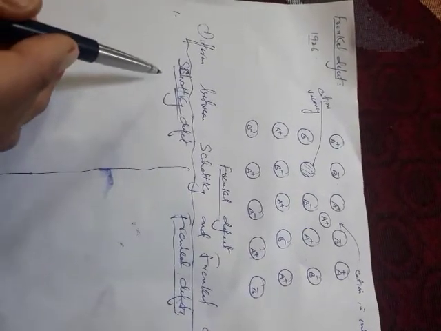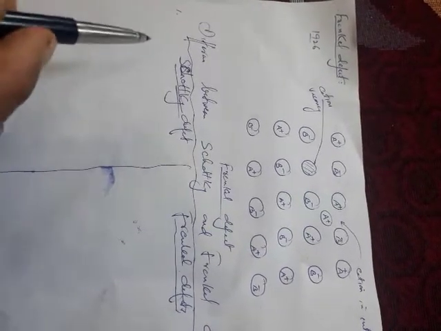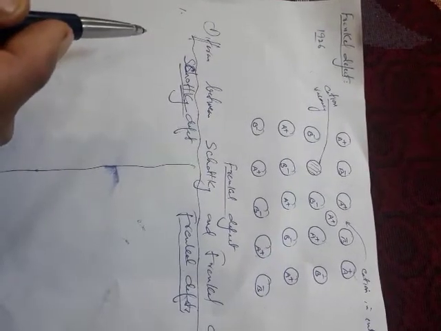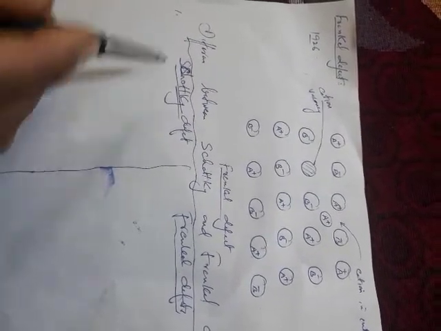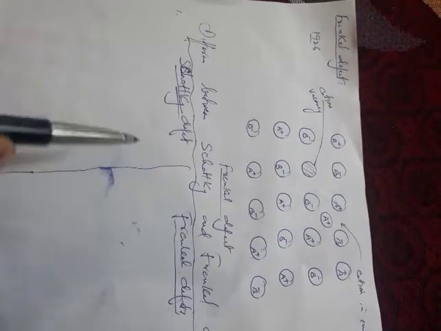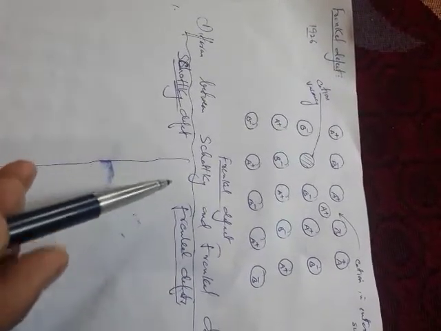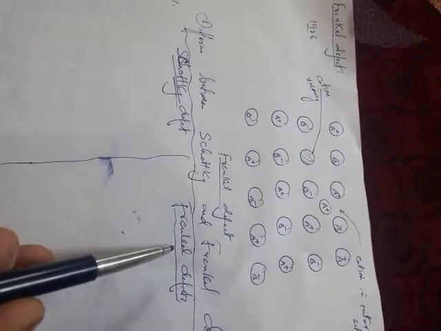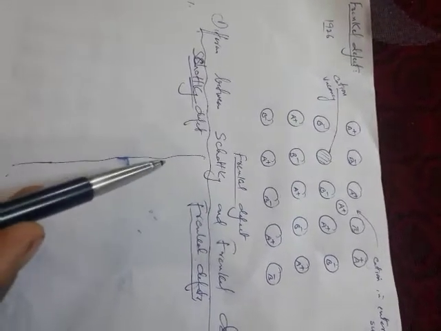Now, as far as the difference between the two is concerned, this Schottky defect is produced due to missing of atoms or ions from their normal lattice, whereas in this Frenkel defect, we see that some atom or ion gets displaced from its normal lattice site, and it occupies some interstitial site.